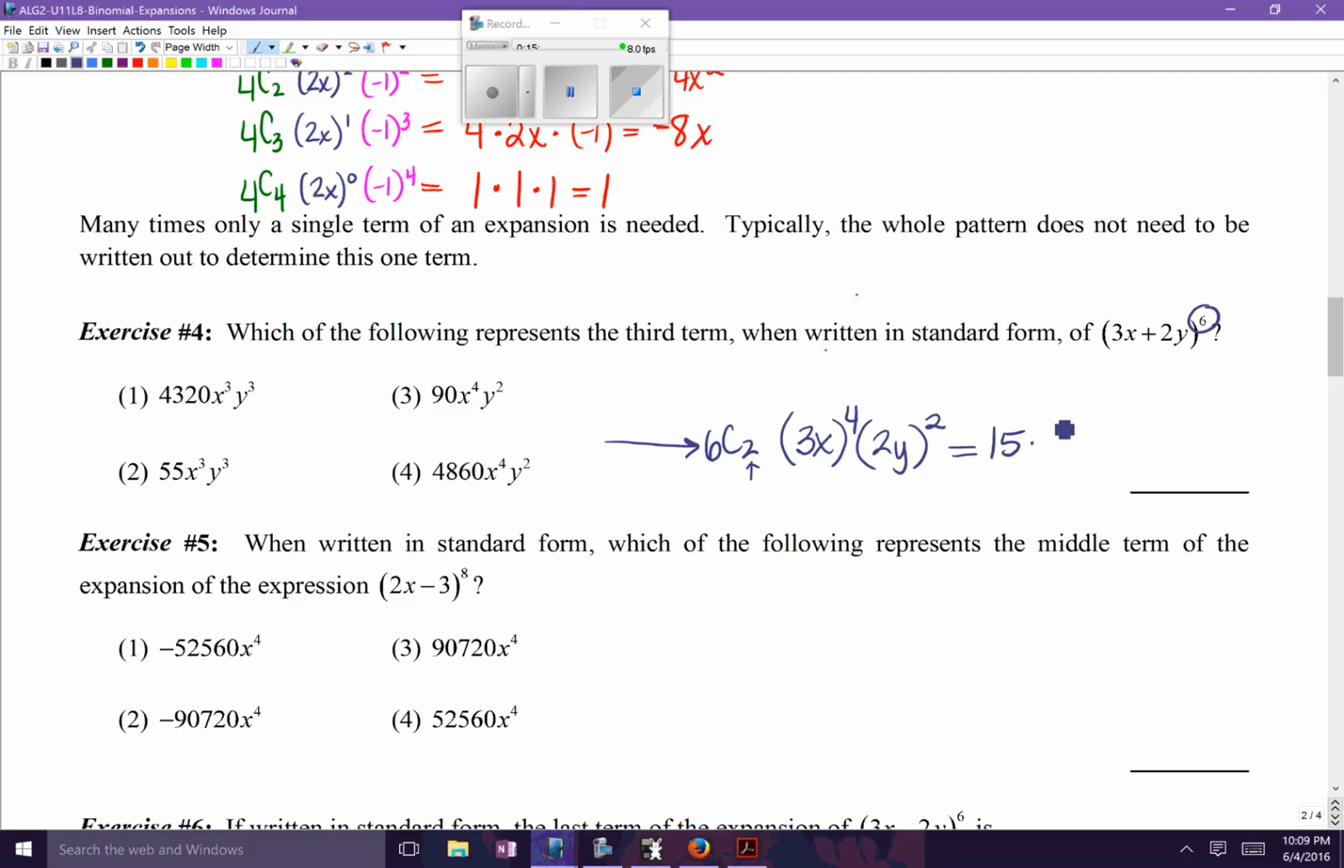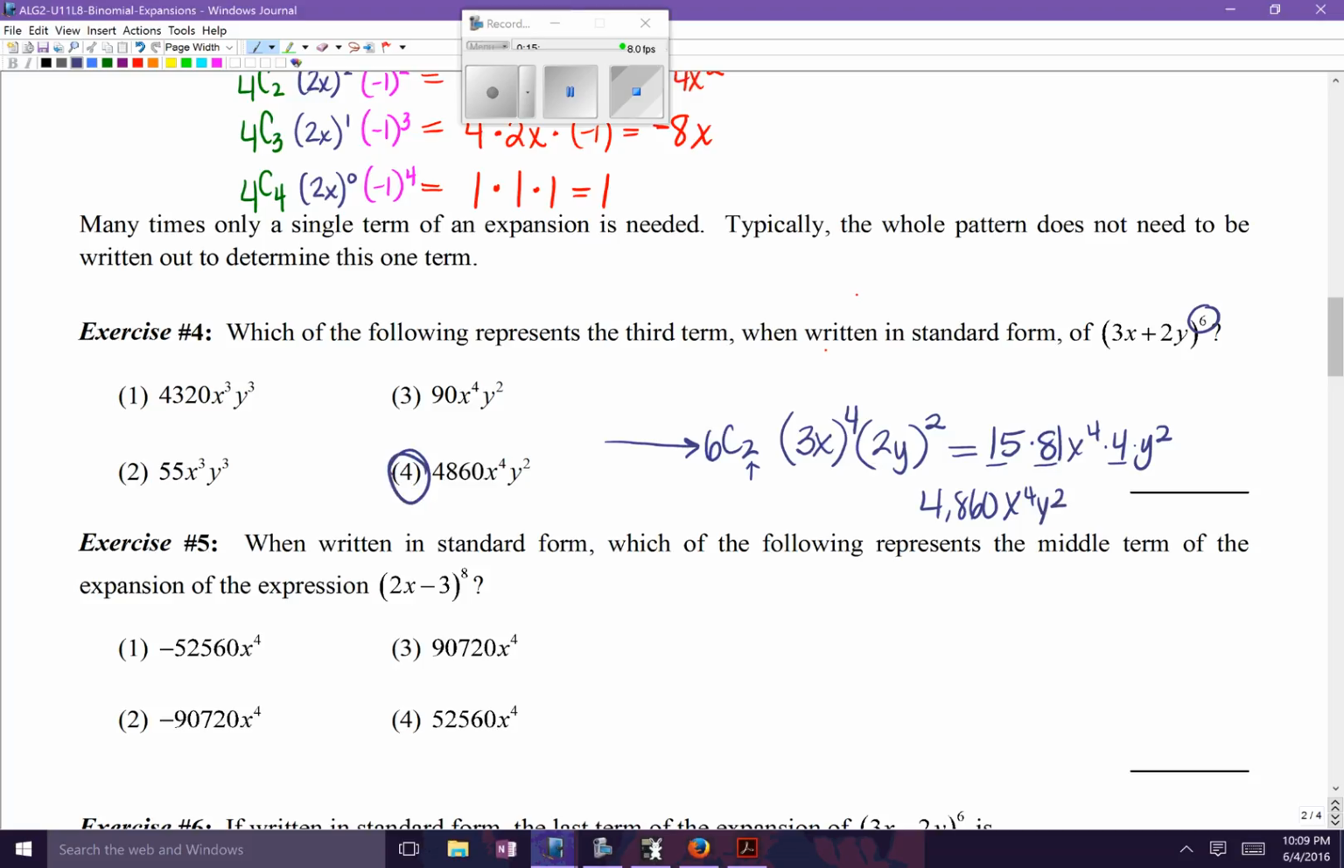3 to the 4th power has a value of 81. x to the 4th. Then I evaluate 2y squared. 2 squared is 4. y squared. So now I'm going to multiply 15, 81, and 4. I get a value of 4,860 x to the 4th y squared.